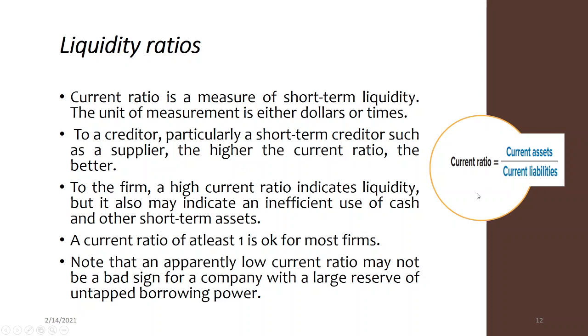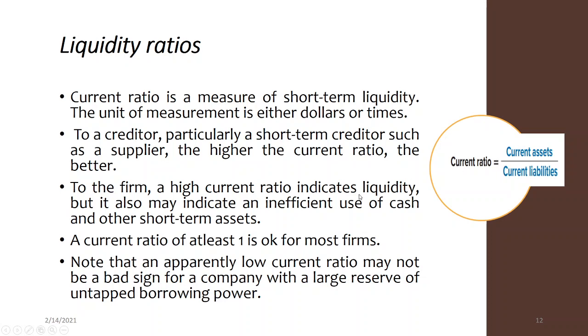The first one is what we call the current ratio. The current ratio is a measure of short-term liquidity, and it is measured as current assets over current liabilities. To a creditor, particularly a short-term creditor such as a supplier, the higher the current ratio, the better. If you have current assets that are a bit larger than current liabilities, then we say the current ratio is good.